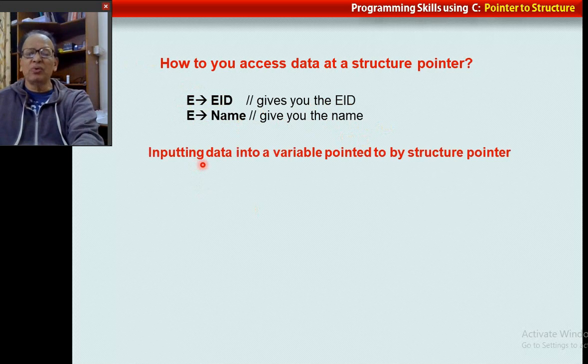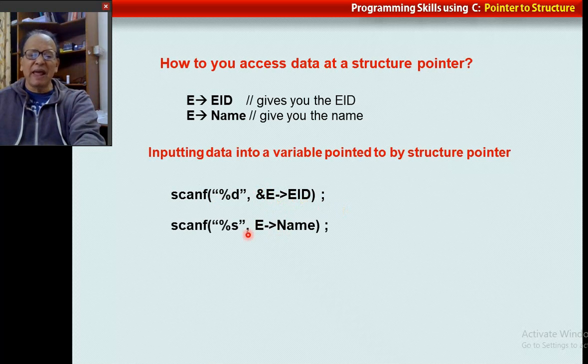Next is, how do you input data to a variable pointed to by a structure pointer? We use scanf to input EID, but since E is the structure pointer, I say ampersand E arrow EID. Similarly, to input name to the variable name at the structure pointer E, I say percentage s, but no ampersand here, E arrow name. So with this I input data, the string content, to the character variable at name.